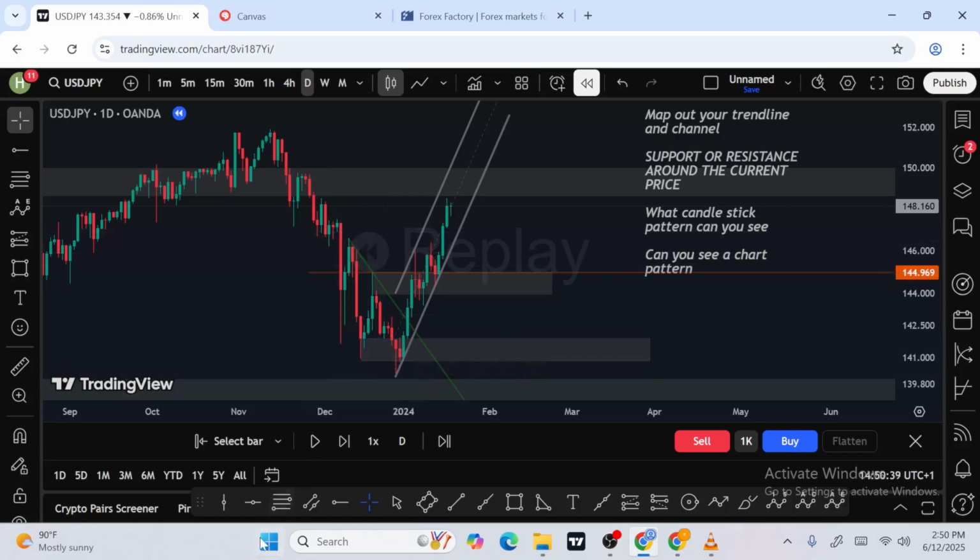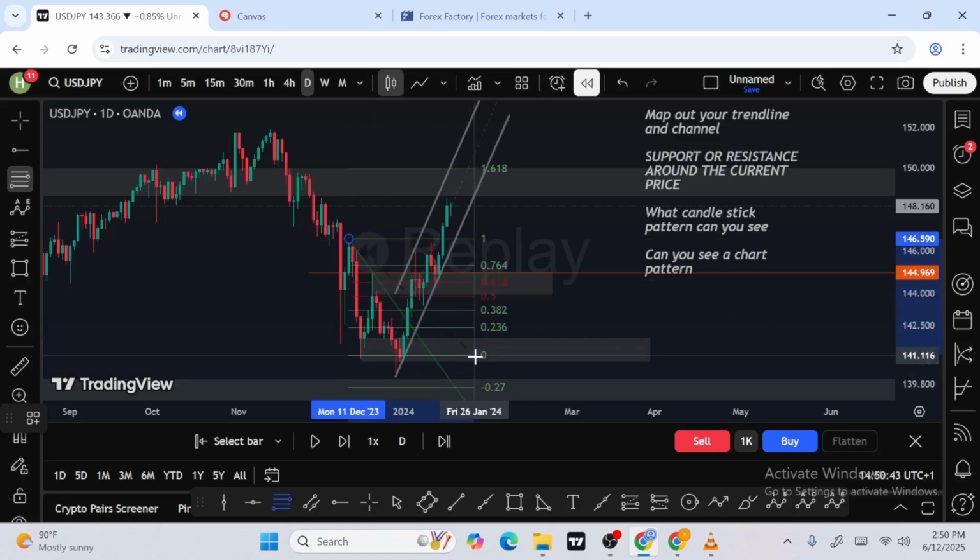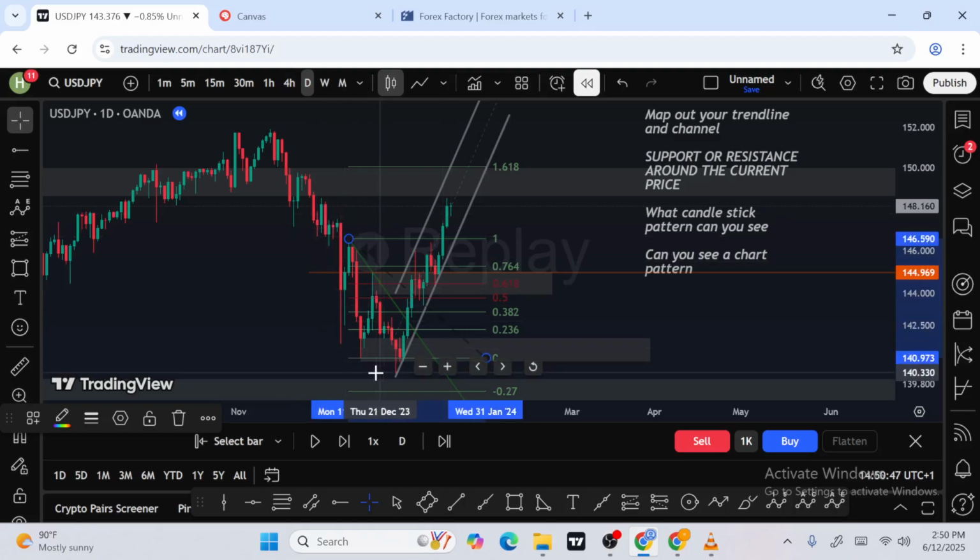Take your Fibonacci. Your Fibonacci is non-negotiable to your price action. Boom. Do you get it now? Boom, boom. In between 50 to 61.8, all the way down. In between 50 to 61.8.